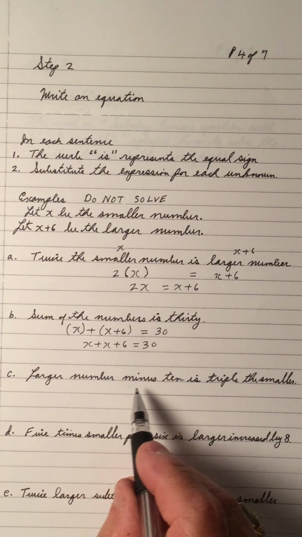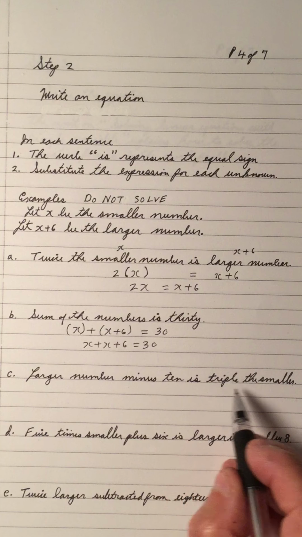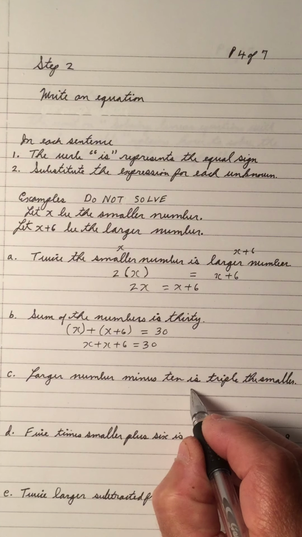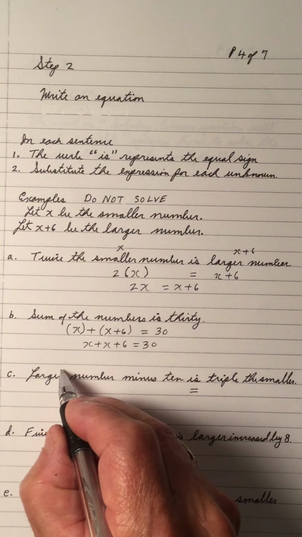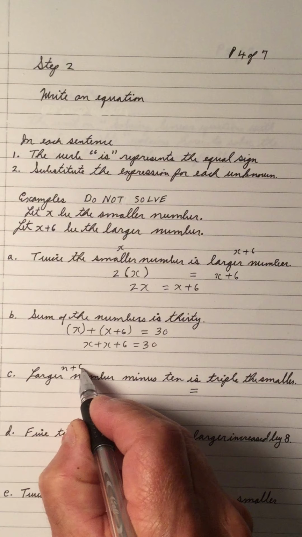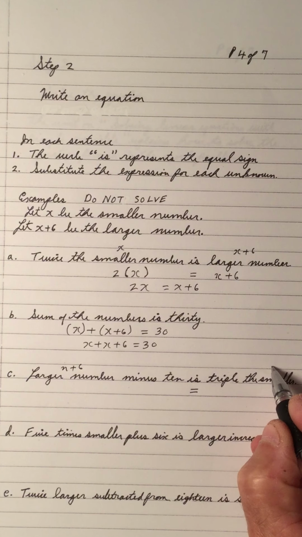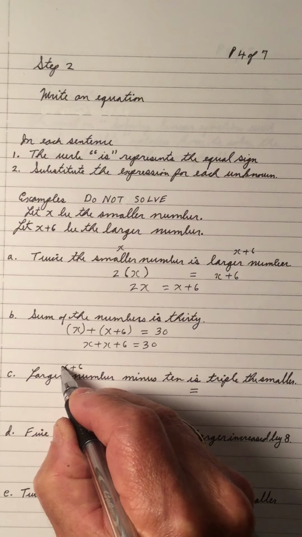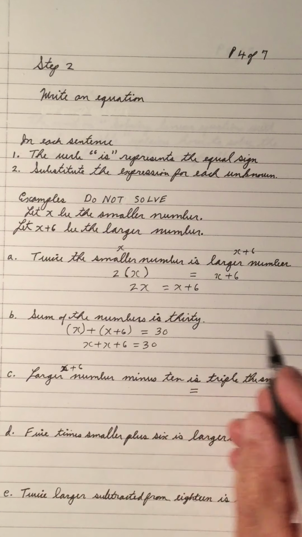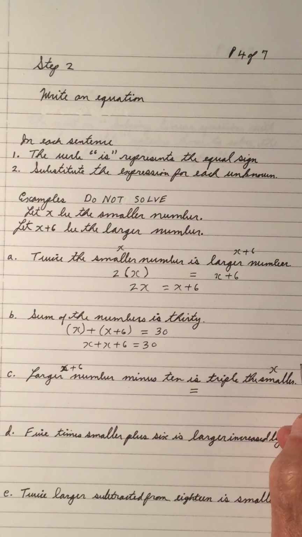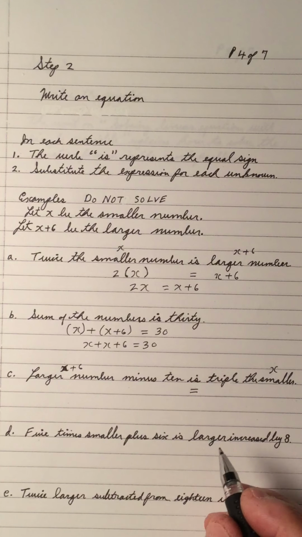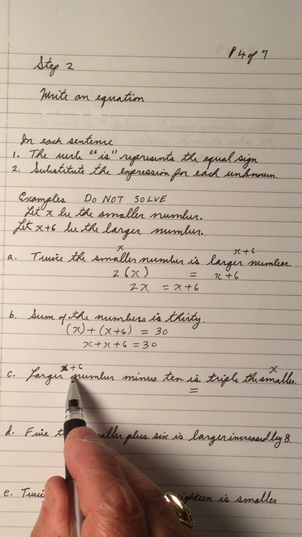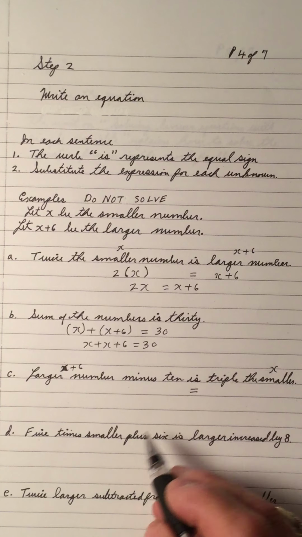C, the larger number minus 10 is triple the smaller. Again, "is" is the equal sign. Some people fill that in first. Then the larger number, well, that's x plus 6, and the smaller number is x. Sometimes we use n, sometimes we use x's. It doesn't make any difference what variable, as long as for that problem you keep using the same variable. So the larger number is x plus 6, the smaller number is x, and "is" is the equal sign.